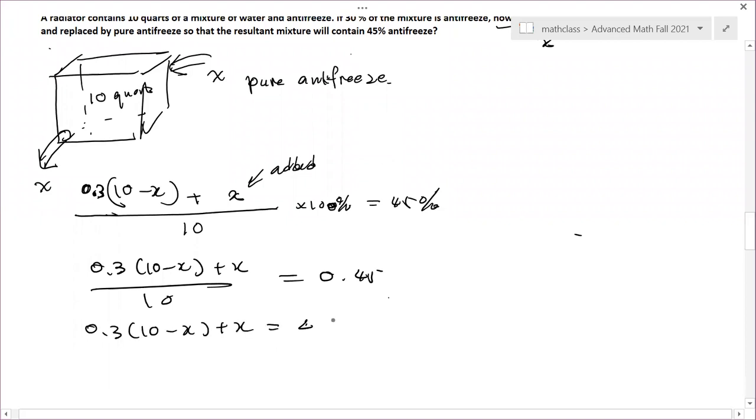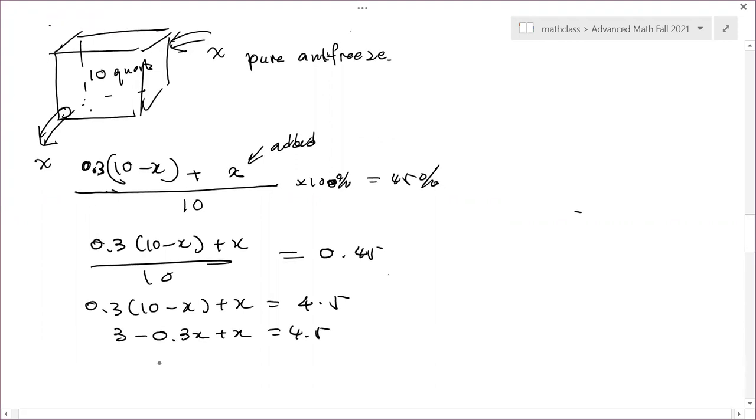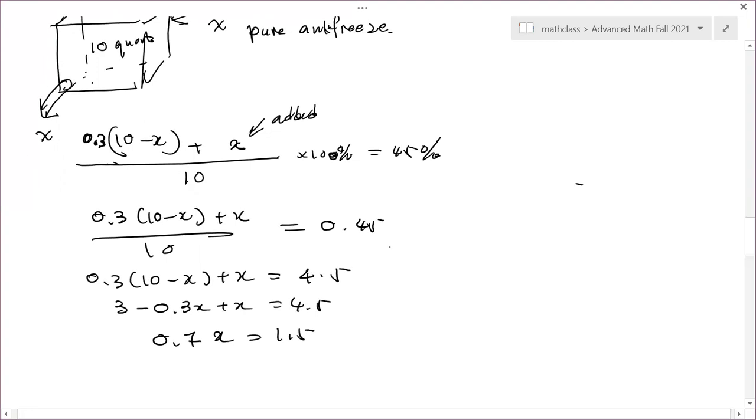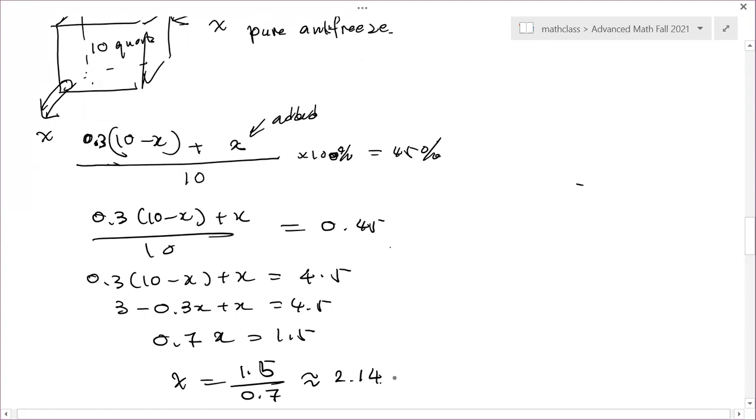And I get 4.5. Then here's 3 minus 0.3x plus x equals 4.5. And simplified, I think it's 0.7x, 4.5 minus 3 is 1.5. And finally, I get x. Okay, so that is, if you use a calculator or by hand, it's about 2.14. Okay, so I did not see anybody give me the right answer.